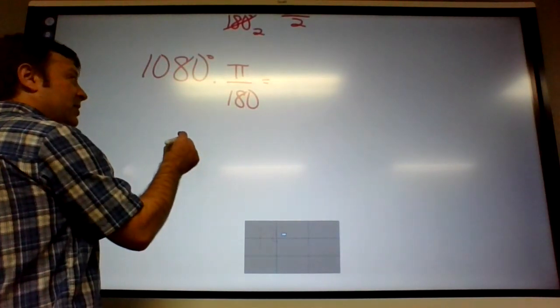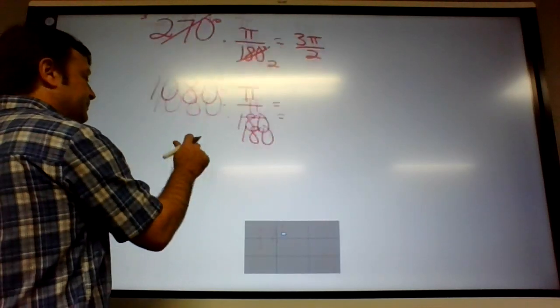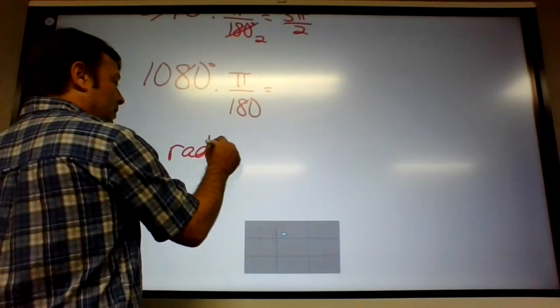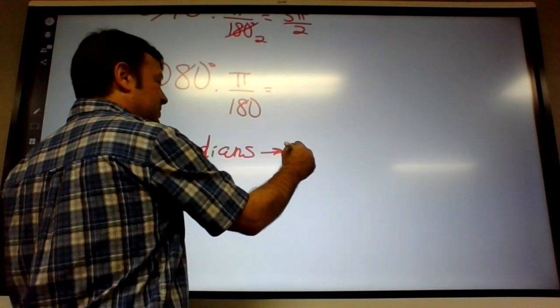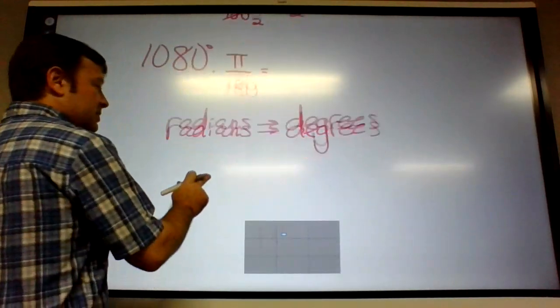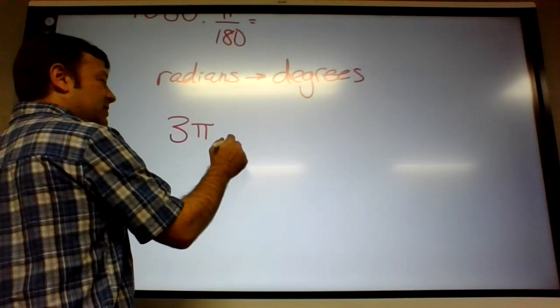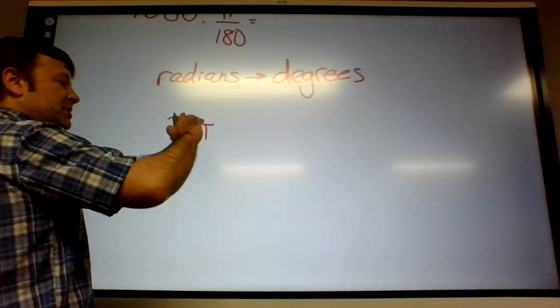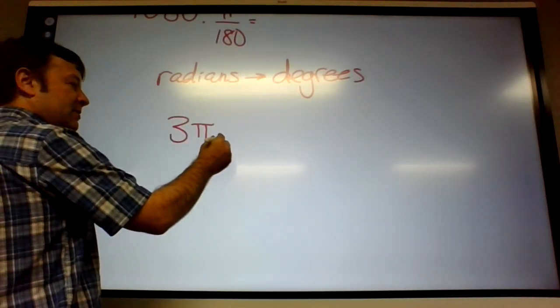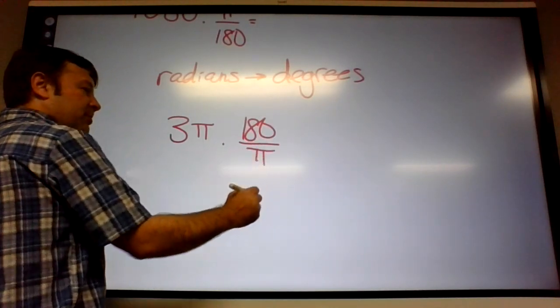So if we want to go the other way, radians to degrees, it's actually a little bit easier. Let's say we had 3 pi radians. How many degrees is that? You could just flip the converter upside down, divide out the radians and multiply in the degrees.